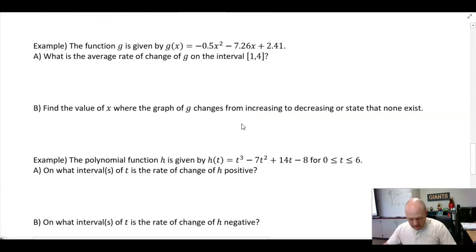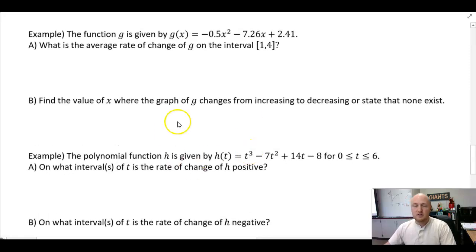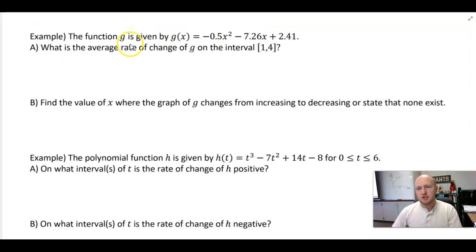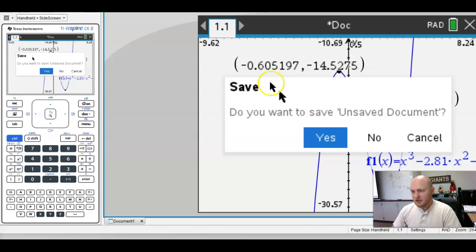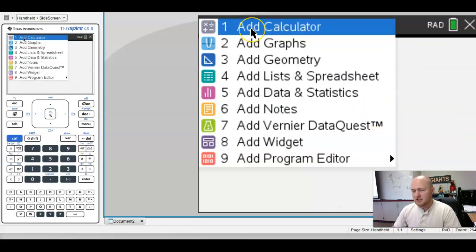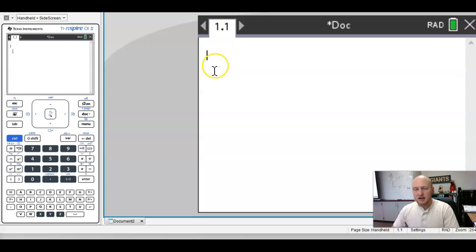Let's go ahead and look at some questions now involving average rate of change and look at how we can use our calculator to help us answer these questions. So the function g is given by negative 0.5x squared minus 7.26x plus 2.41. What is the average rate of change of g on the interval 1 to 4? So what we're going to want to do is again open up a new document, and I want to show you how to store functions in the calculator page.